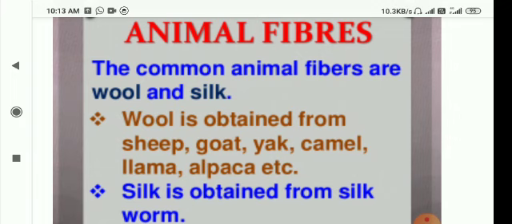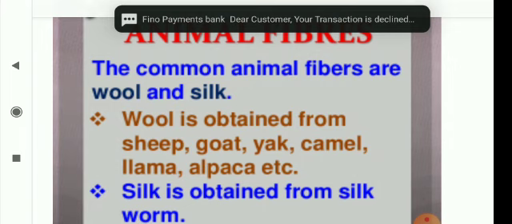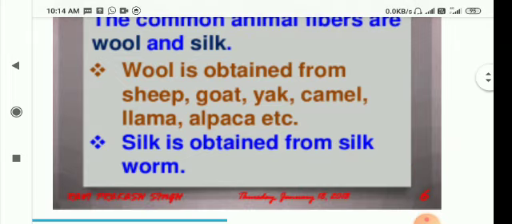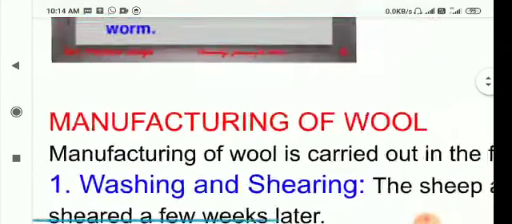Third one is long wool, and long wool's length varies from 5 inches to 15 inches. And the fourth one is carpet wool, and this type of wool is obtained from crossbreeds, and its length varies from 1 to 15 inches, students. Now, students, we'll discuss that animal fibers, that is wool, is obtained from sheep, goat, yak, camel, llama, alpaca, etc. And after this, students, we will discuss the next thing, that is manufacturing of wool.